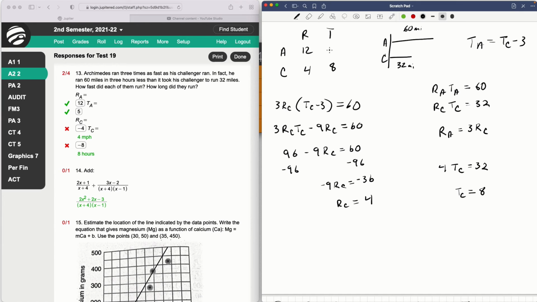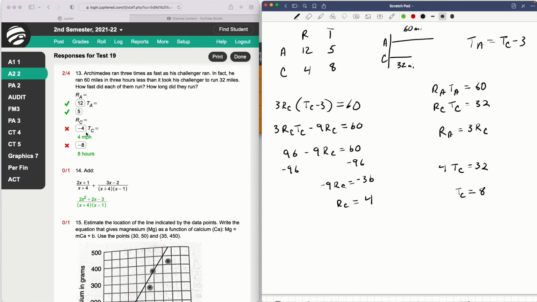Yeah, so I don't know why you had negative 4. It should have been positive 4 and positive 8. So you got really close. You did the right math, but you just put the negatives in. So just go back and take the negatives out of that. Okay?